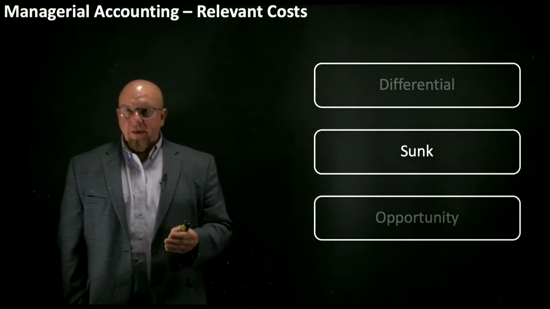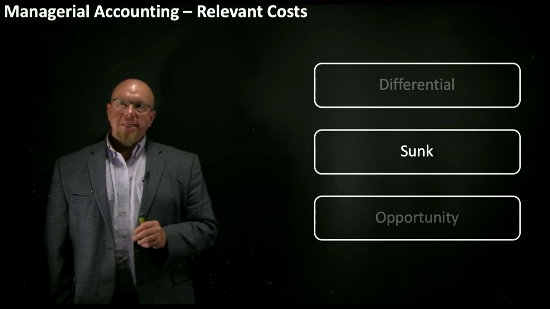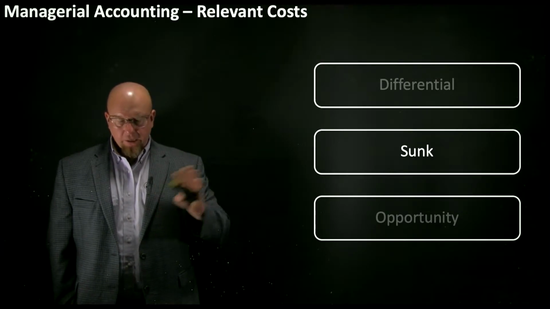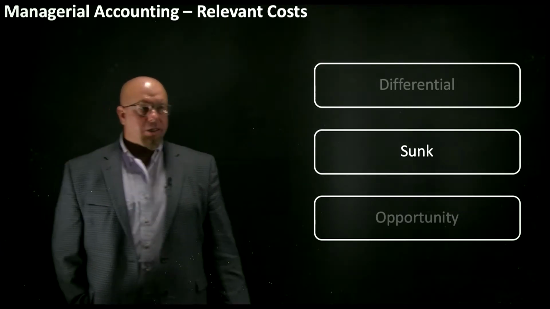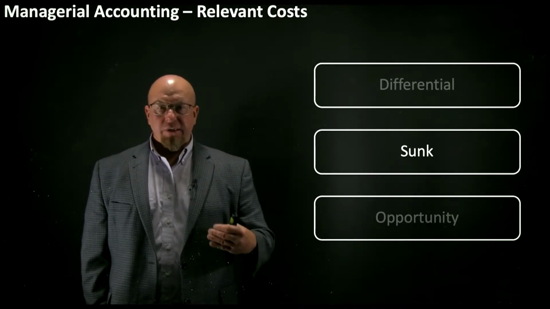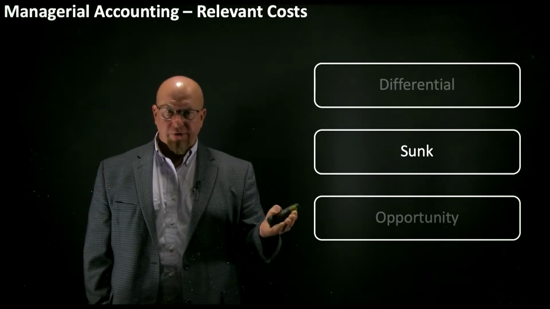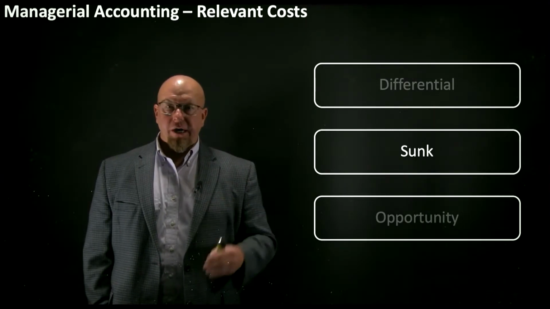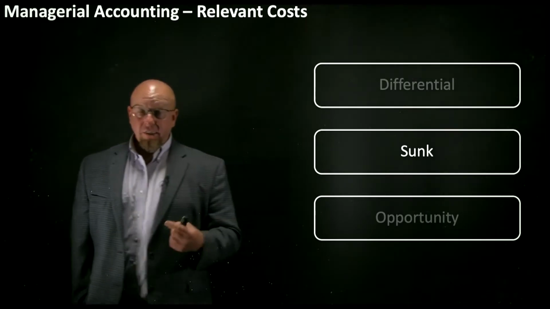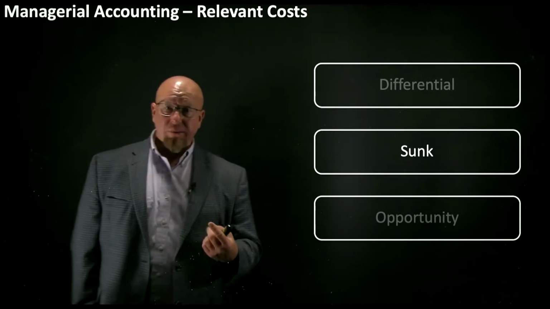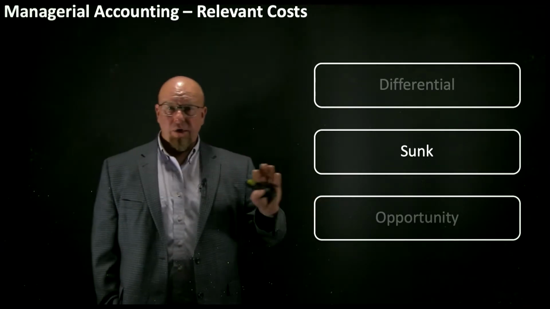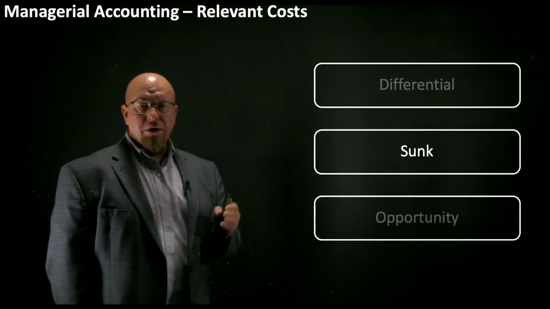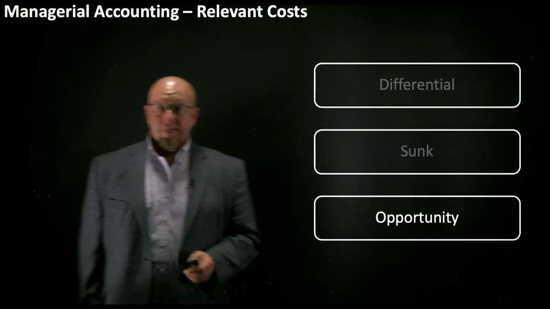Let's say that I put a license plate on my car, and earlier in the year, I paid for that license plate. That is irrelevant to the decision whether I should take the train or drive. And here's the reason: I'm going to put the license plate on the car either way. It does not differ between alternatives. It's not avoidable, and it's in the past. Okay? There's no way it can change in the future. So sunk costs are never relevant to a decision.